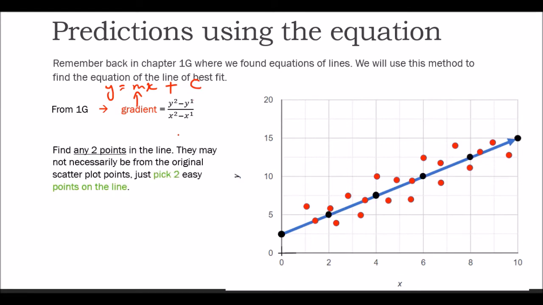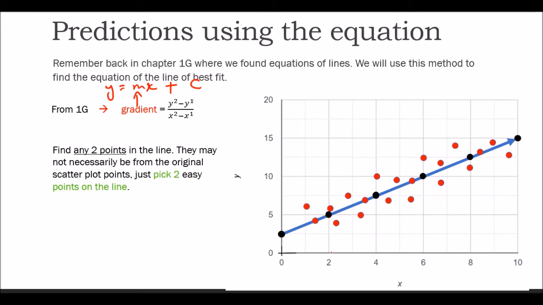All right, so on this graph, what you need to do is find any 2 points on the line. Doesn't matter which ones they are, as long as it's on the line. It has to be on the line. So as you can see, you can't use any of the red points, or you can actually, but it's probably better to use the black points because they're all on the line. And I put them there myself. Okay, so any 2 points on the line.